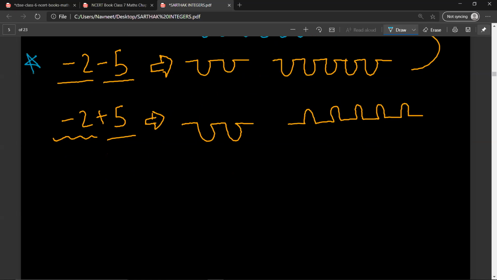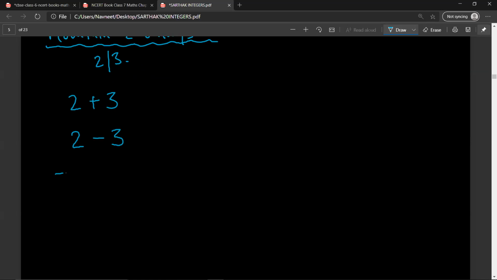That is what I'm trying to tell you. Whenever I face any confusion, I always go back to the example of mountain and valleys. This is the easiest way of understanding. So I'll take two small numbers, 2 and 3. So see, 2 plus 3, 2 minus 3, -2 plus 3, -2 minus 3. Is it okay?